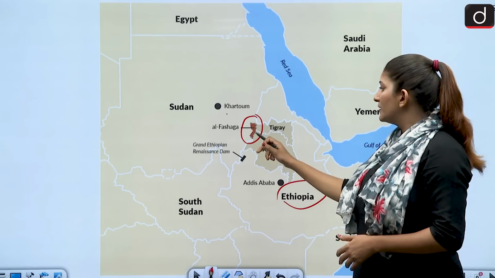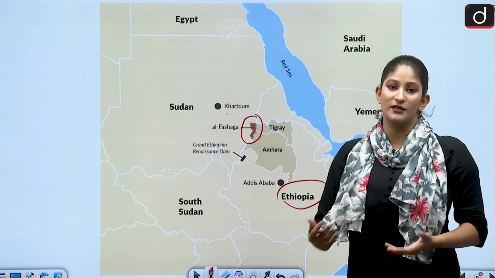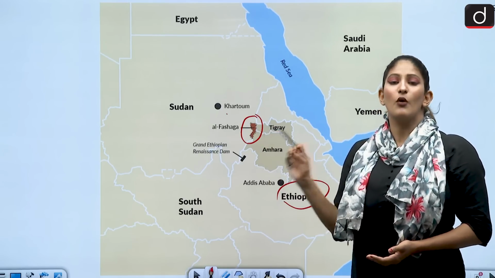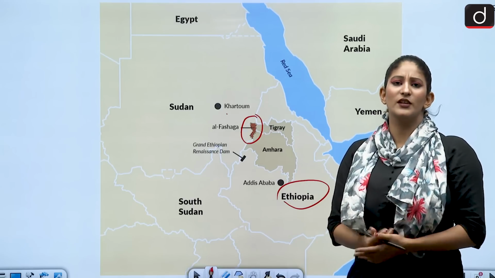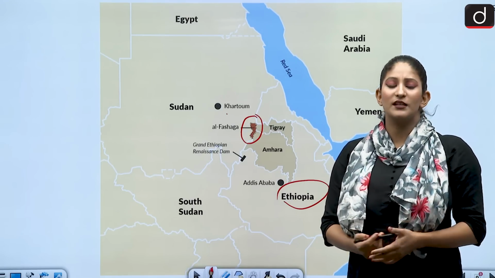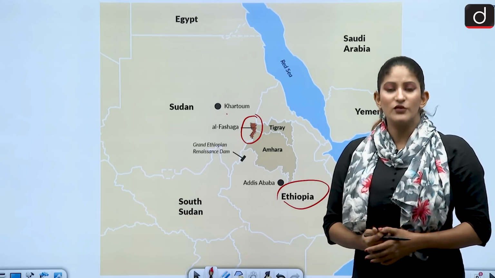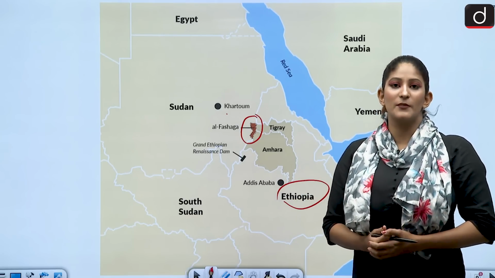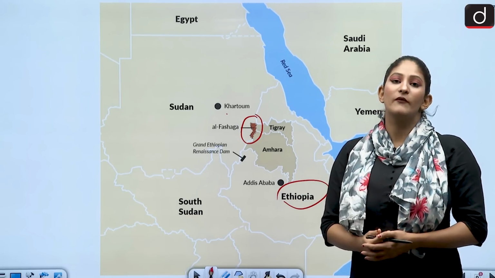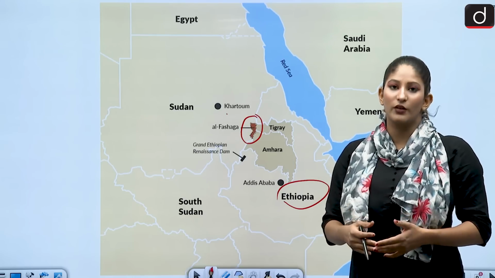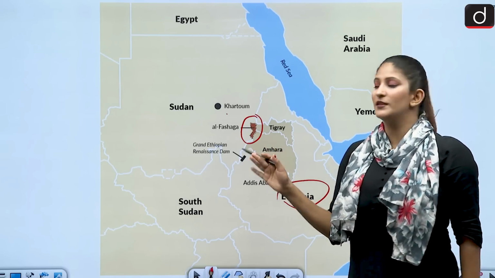So that is why over this region there has been a constant tussle between Ethiopia and Sudan, although the dispute is dated back to as early as 1902. And Al-Fashaga actually was established as a Sudanese territory when they were having deals with the colonial government, Ethiopia and colonial government and Sudan.